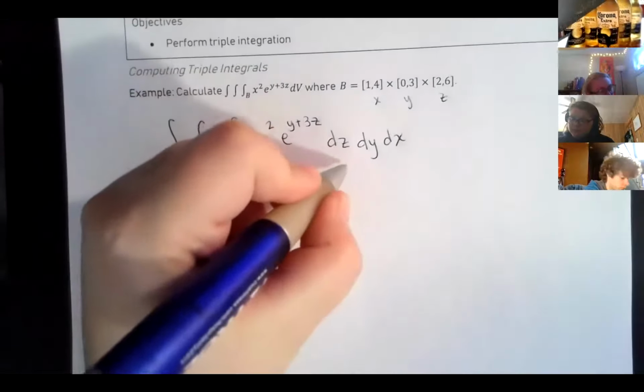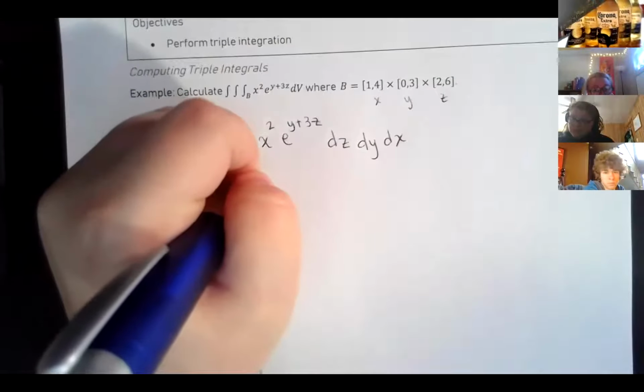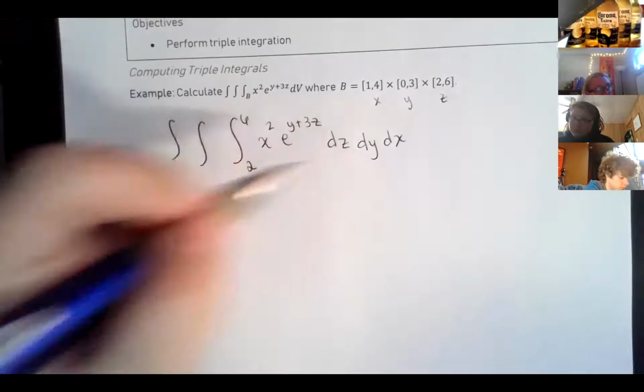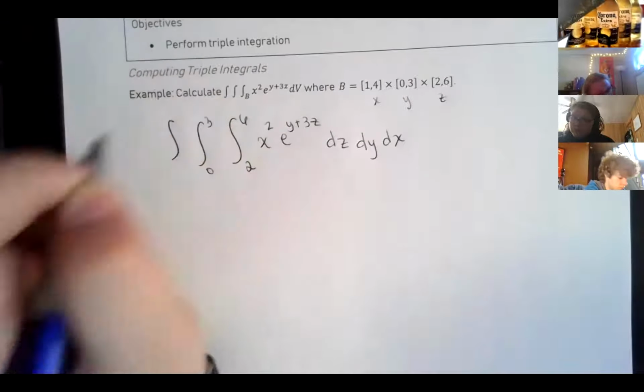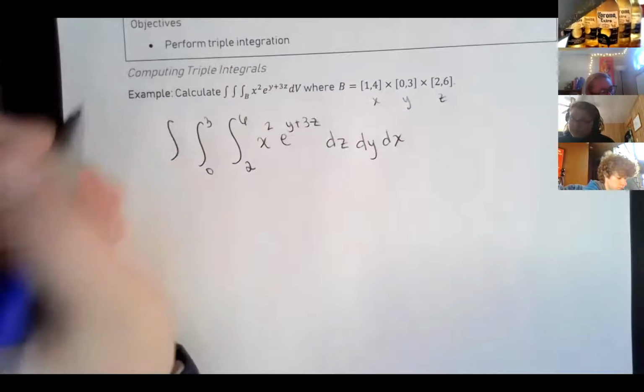And so if I have the z on the inside, I'm going to use the z bounds on the inside. If I have y in the middle, that goes in the middle. And x is on the outside, so that's on the outside one.